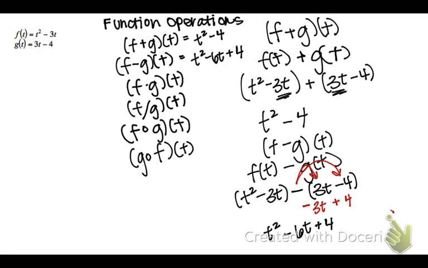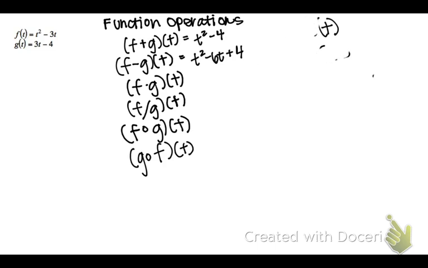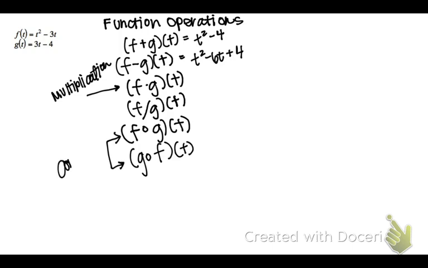Okay. For multiplying them, there's a big difference between just a dot and this open circle here. If it's just a dot, it's multiplication. If it's an open circle, this is composition. This means you're plugging it into itself, and with multiplication, you're just multiplying them. You need to know the difference between those.